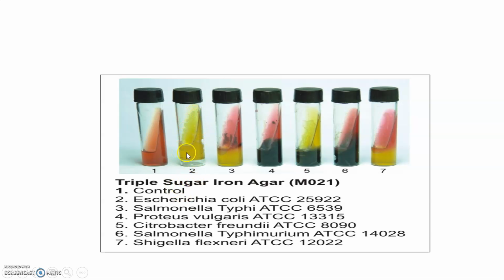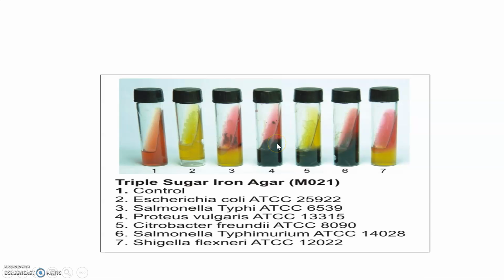Next one is E. coli. The E. coli appears like this, A by A, acid slant, acid butt. Next is Salmonella typhi. It may appear K by A, that is alkaline slant, acid butt plus H2S, black color.